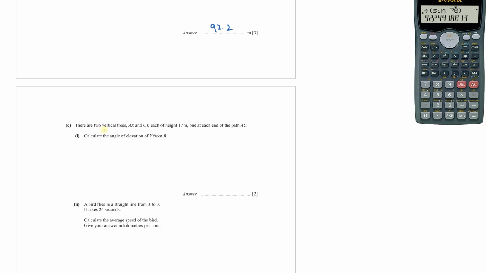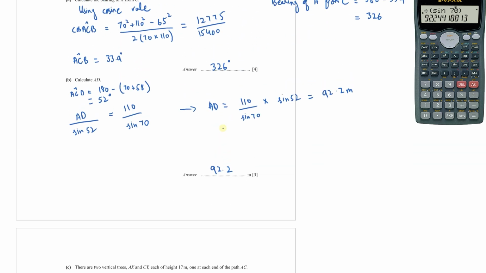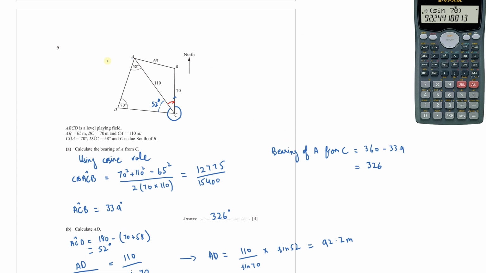Part C is there are two vertical trees AX and CY, each of height 17 meters, one at each end of the path AC. So this is a two-dimensional figure. So imagine there is a vertical tree, standing straight up, and then there's another vertical tree at this point as well, and both have the same height, which is 17 meters.